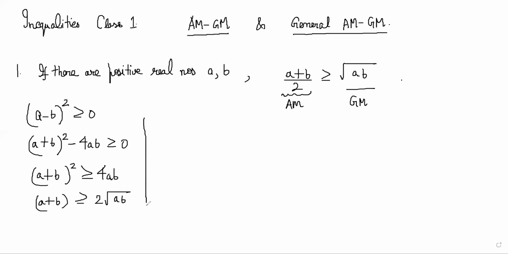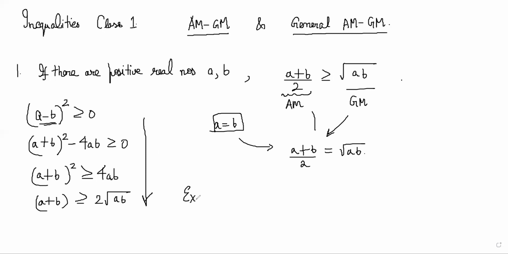So this is only defined for positive real numbers. And if you have a situation where a is equal to b, then this becomes equal. So the inequality becomes an equality. So you have (a plus b) by 2 is equal to root ab in that case. So I'm sure everyone is familiar with this one.